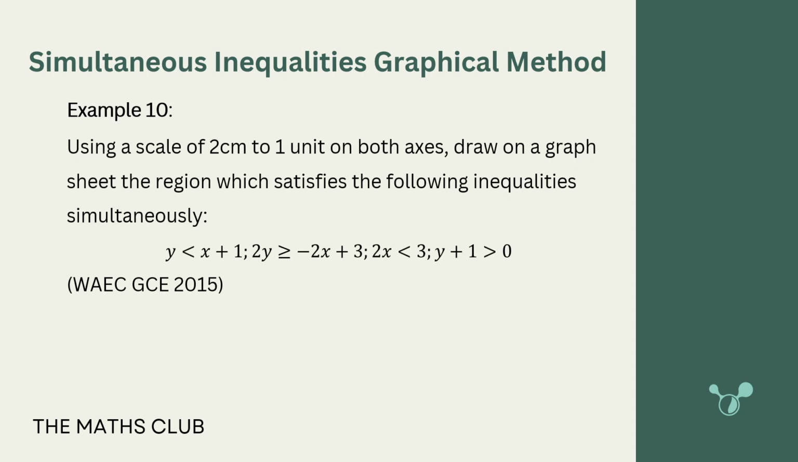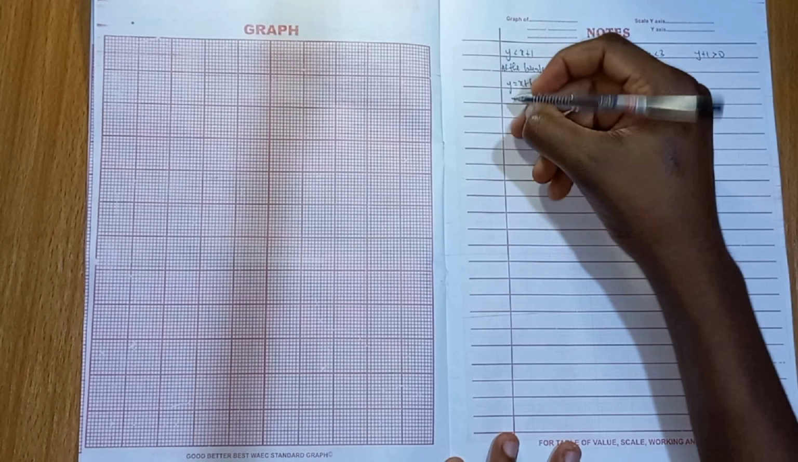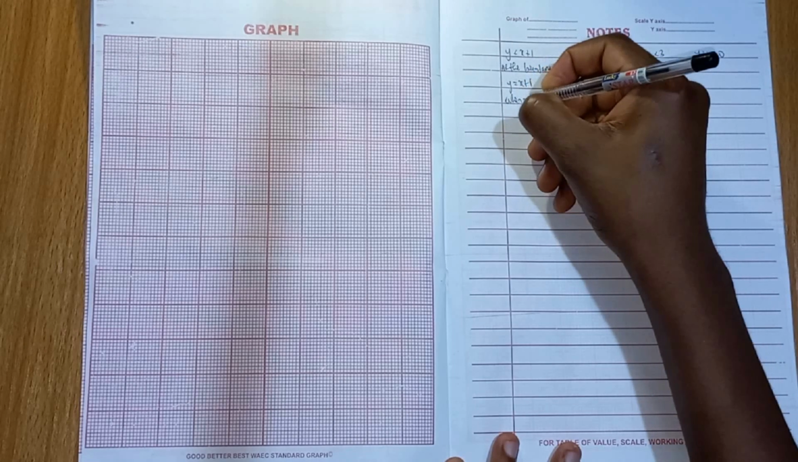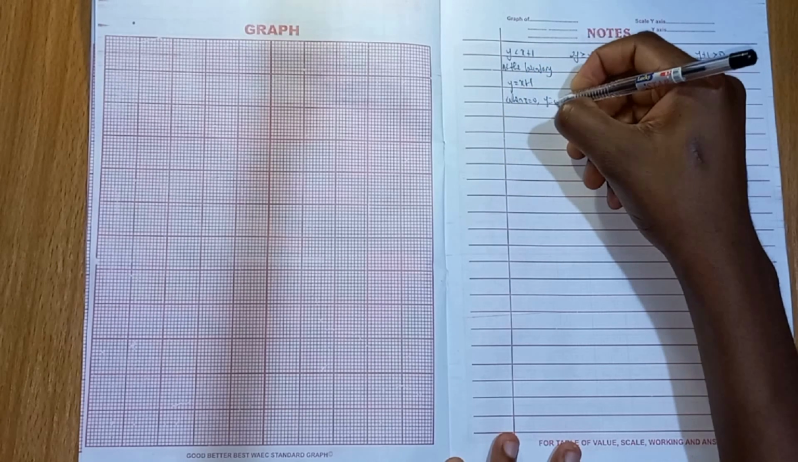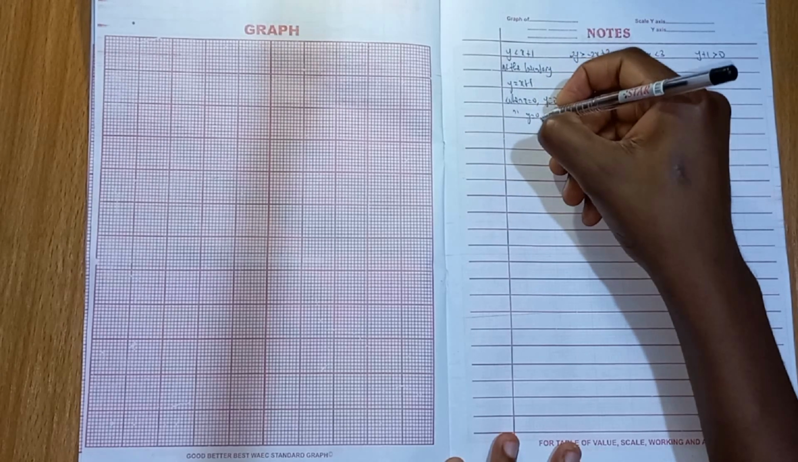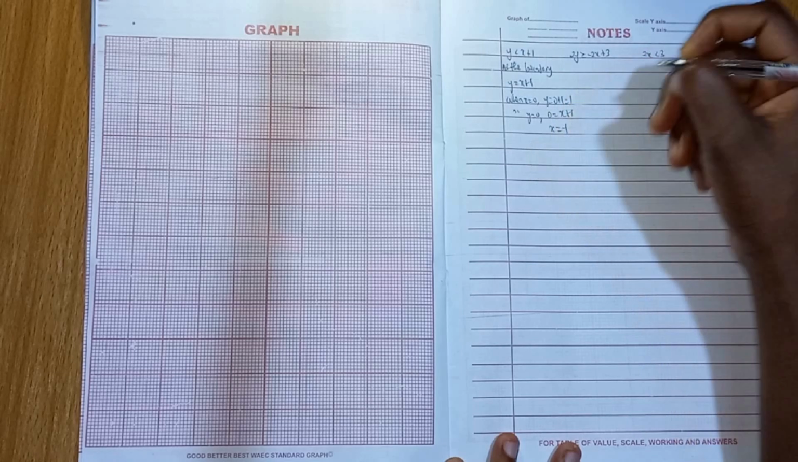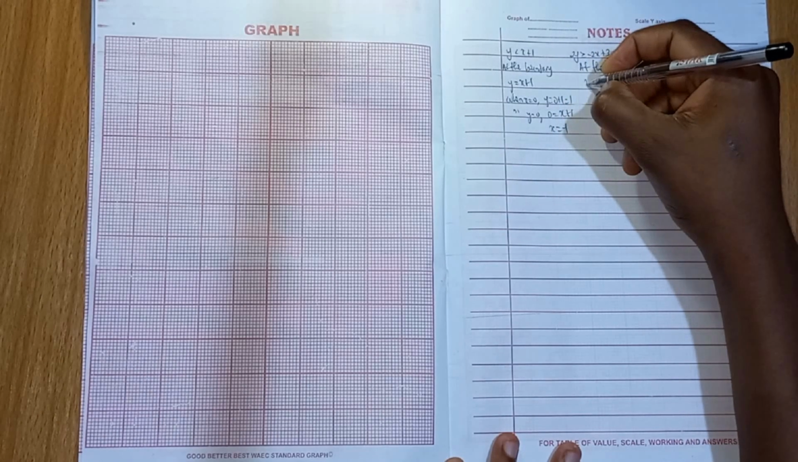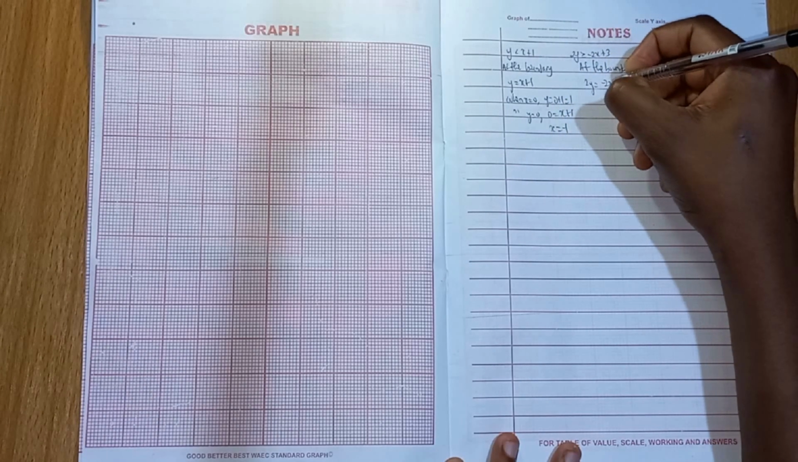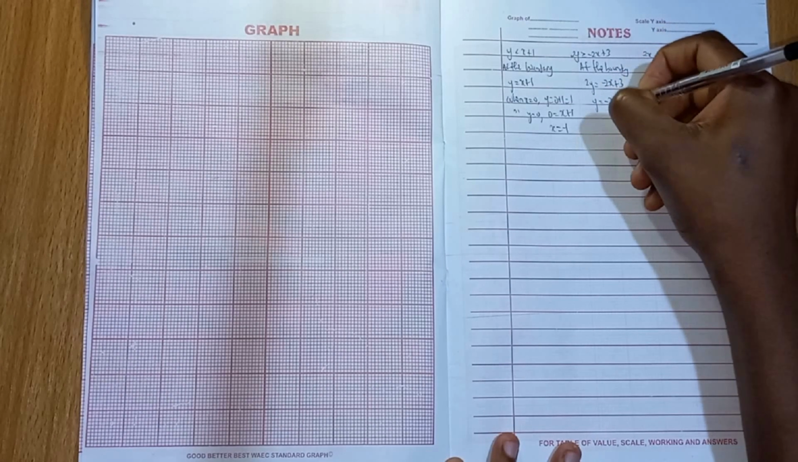Let's solve it together. For this, we say at the boundary, y is equal to x plus 1. So when x is 0, y will be equal to 0 plus 1, which is equal to 1. And when y is 0, then 0 is equal to x plus 1, so x will be equal to minus 1. Here we say at the boundary, 2y is equal to minus 2x plus 3. Then y will be equal to minus 2x plus 3 all over 2.